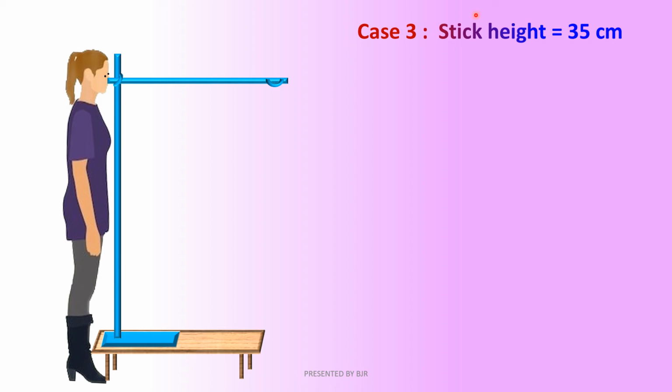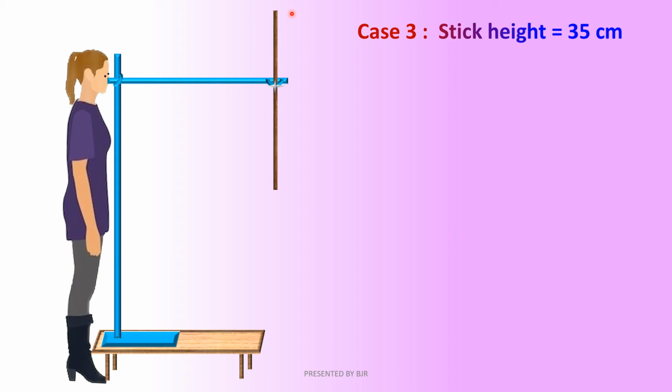Let us place the stick of height 35 centimeters to the clamp here. Fix it with a screw. Now I will ask her whether she can see both ends of the stick at a time or not. Can you see both ends of the stick? Yes. She replied that she can see both ends of the stick.